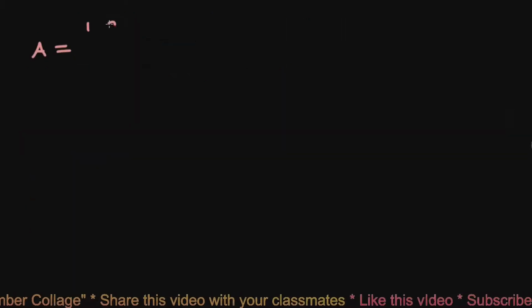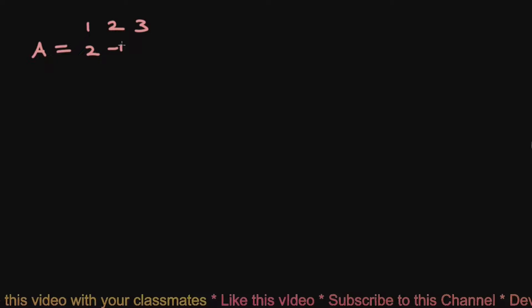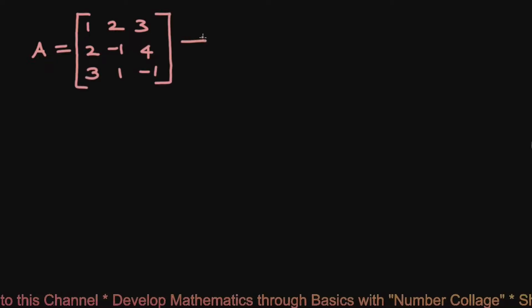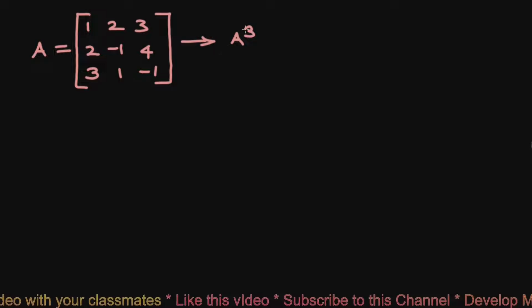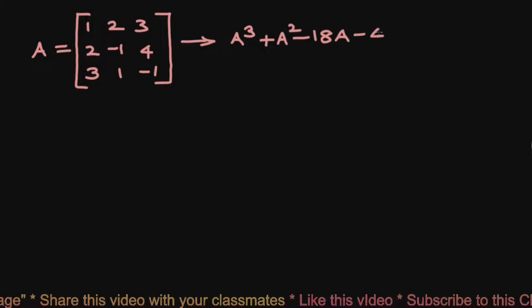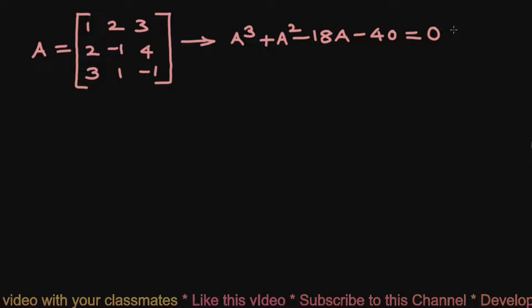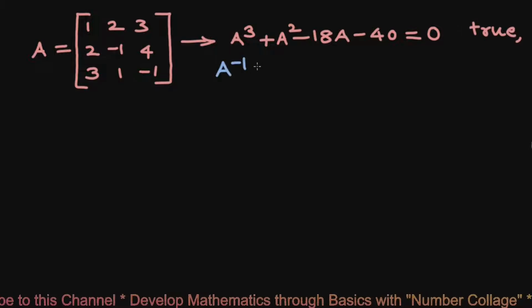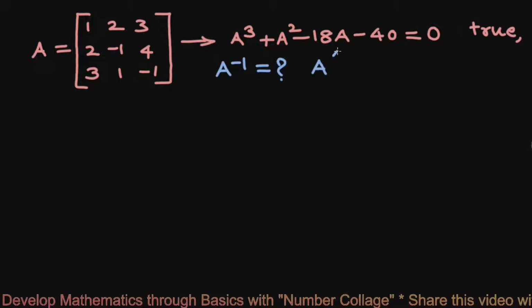In the next question, matrix A is 1 2 3 2 minus 1 4 3 1 minus 1. For this matrix A, the expression A cube plus A squared minus 18A minus 40 equals a zero matrix is true, then we have to find A inverse and matrix A power 4.